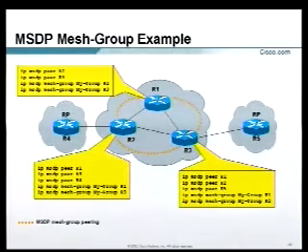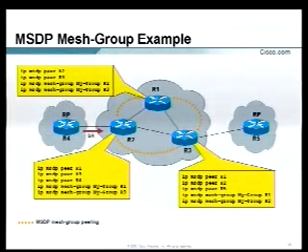To cut down on that, you can put them all in a mesh group. And what happens within a mesh group is if you receive an SA from a mesh group peer, you will not forward it out to any other mesh group peer. You'll forward it out to other peers you may have outside the mesh group, but not to any others within it. So it cuts down on the flooding. And the reason that you don't have to send it out to other mesh group peers is because you know that they've already received it, because within a mesh group, you have to be fully meshed.